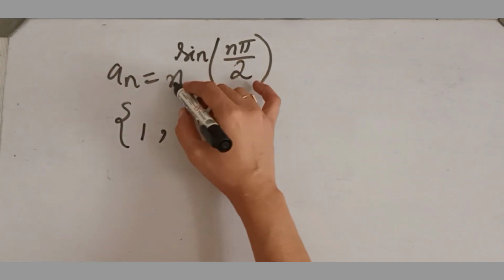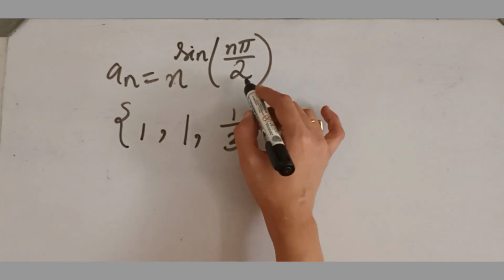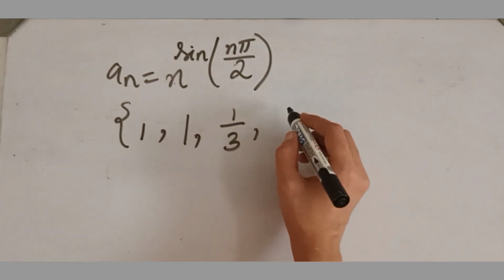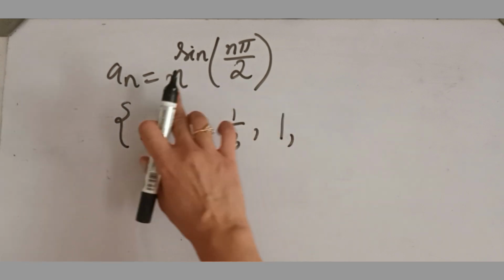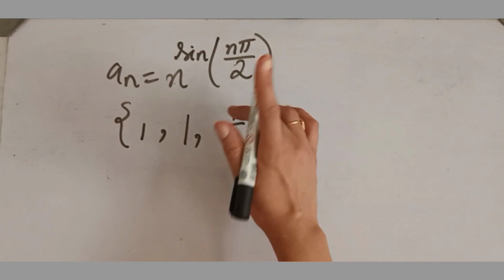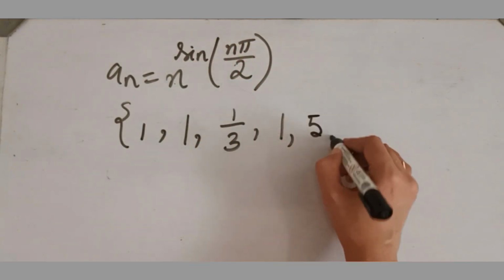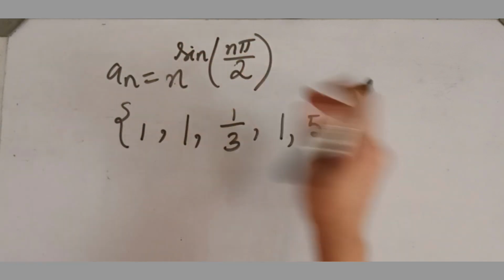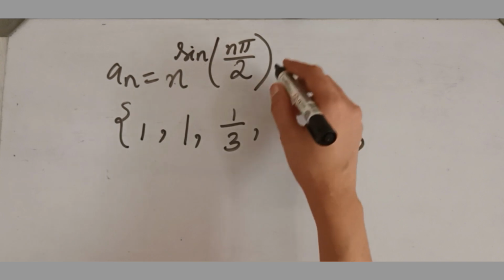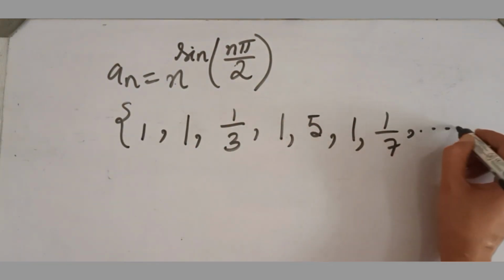Next, 4 to the power sin of 4 pi by 2 is nothing but 4 to the power sin 2 pi. Sin of any multiple of pi is 0, so 4 power 0 is 1. Then 5 to the power sin of 5 pi by 2. Sin of 5 pi by 2 is 1, therefore you will get 5. Then again 6 to the power sin 3 pi, that is 1. Then 7 to the power sin 7 pi by 2, which gives you 1 by 7, and so on.